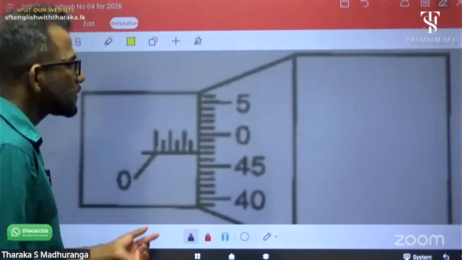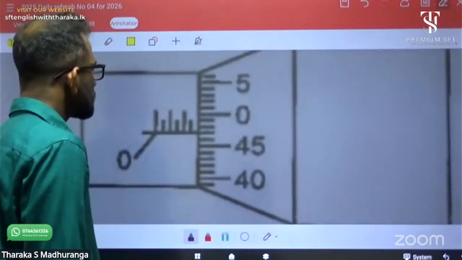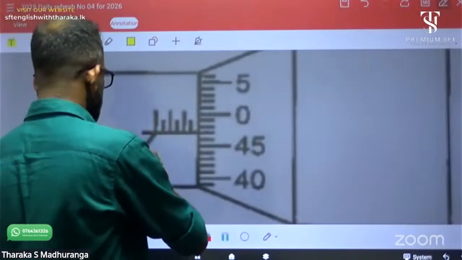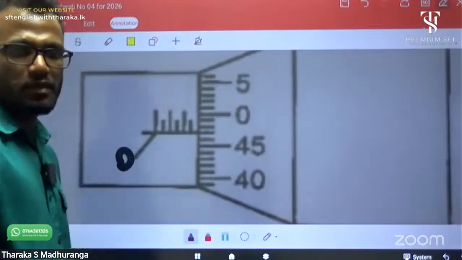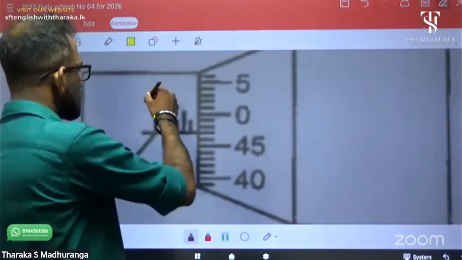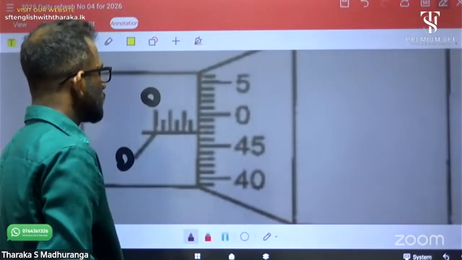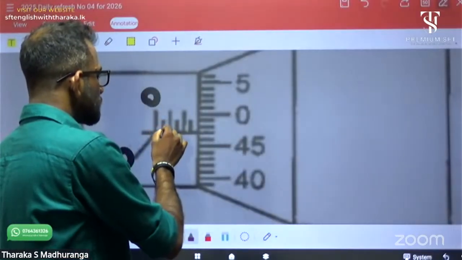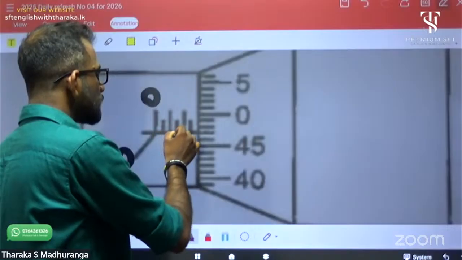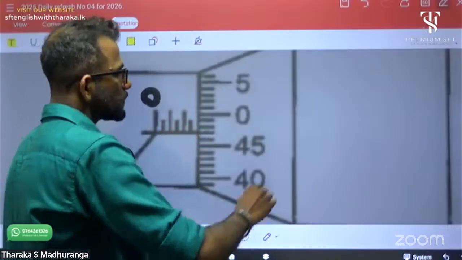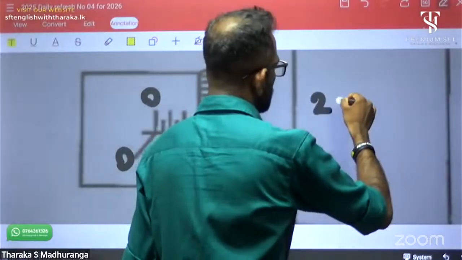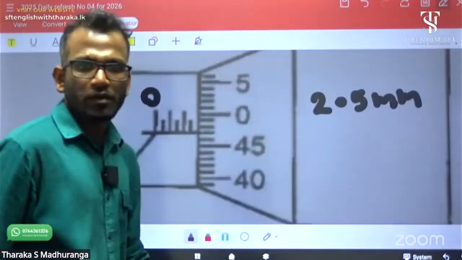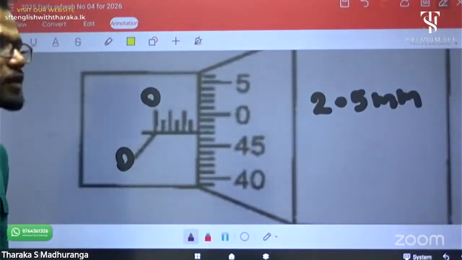Okay, what are the steps? First of all, the linear scale first value is 0. If it is 0, 0.5, 1, 1.5, 2, 2.5, then 2.5 millimeter is the linear scale value.